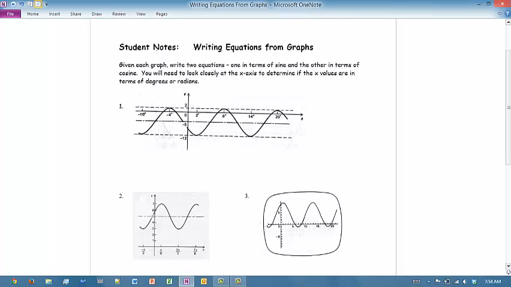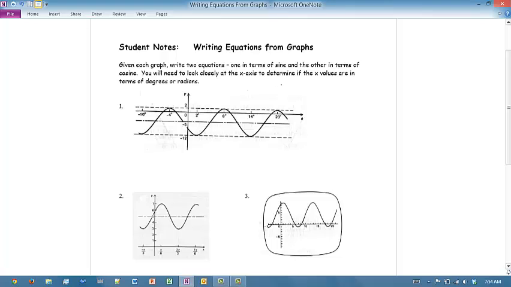Well, howdy, y'all. Today we're going to be writing equations from graphs. Earlier we've done drawing graphs from equations, but today it's the other way around. Before we get started, I would like to stress the fact that we can write any sinusoidal graph as either a sine function or a cosine function. The only difference is it's going to be shifted a little bit.